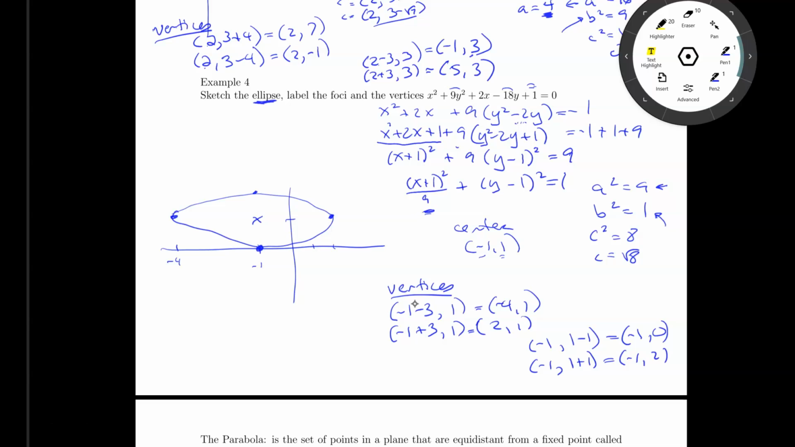So the last step is to go find the foci. Okay, so the foci are going to be taking the plus or minus root 8, right? So I'm going to take the x value of negative 1 and subtract root 8, keep the y value of 1 the same, take the x value of negative 1 and add root 8 and keep the y value the same. So here and here would be the c value, or the foci, whichever you want to call it.